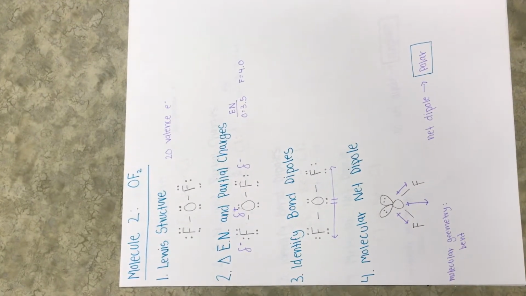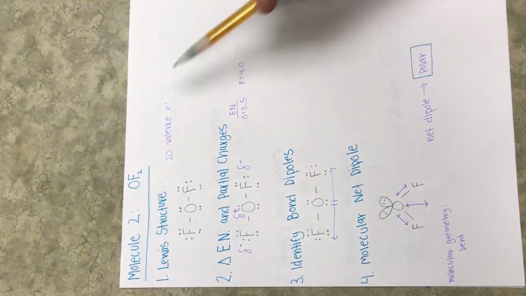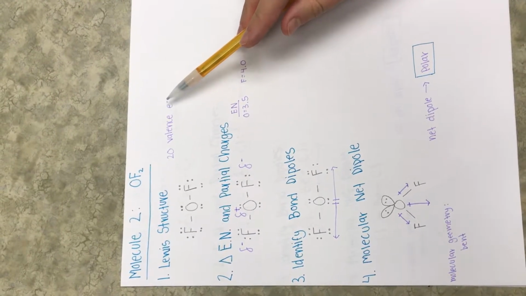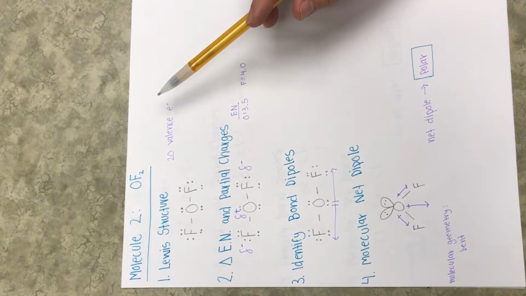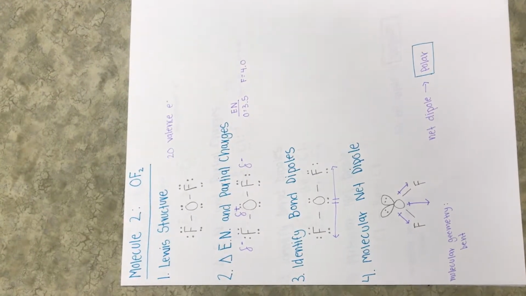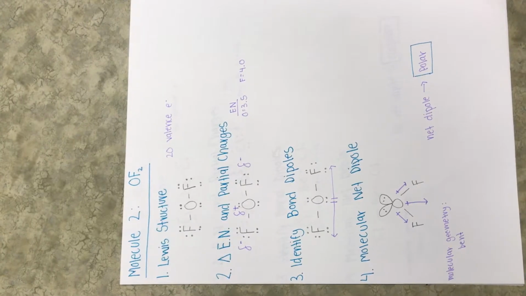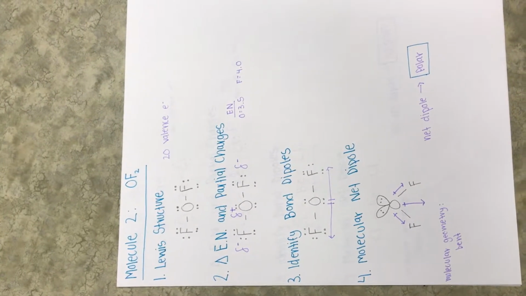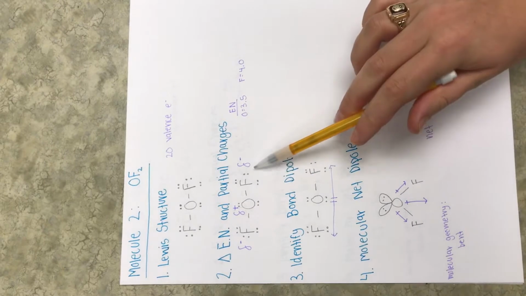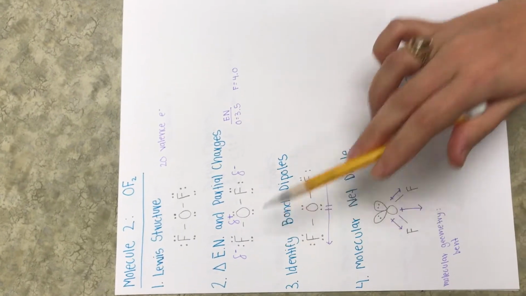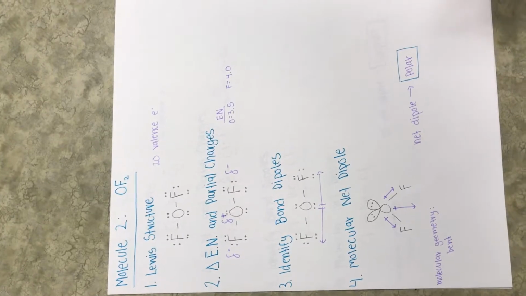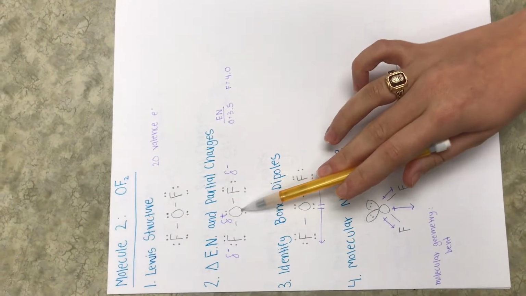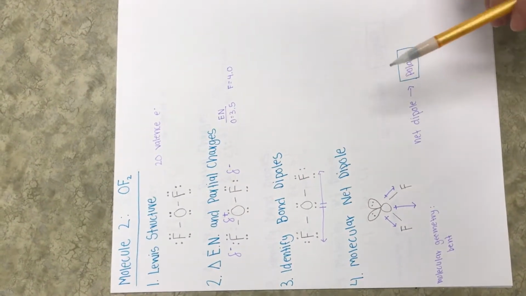Next, we will look at OF2 to see if it is polar. There's a total of 20 valence electrons. Draw the Lewis structure by placing the valence electrons in the outside atom first. We have used all 20 electrons and each atom has an octet. Now we will look at the bond dipole. The most electronegative atom, which is F, will have partial negative charges because the electrons drift towards the atom with the highest electronegativity. This means there will be a partial positive charge on the O atom. The bond dipoles are going to look like this.